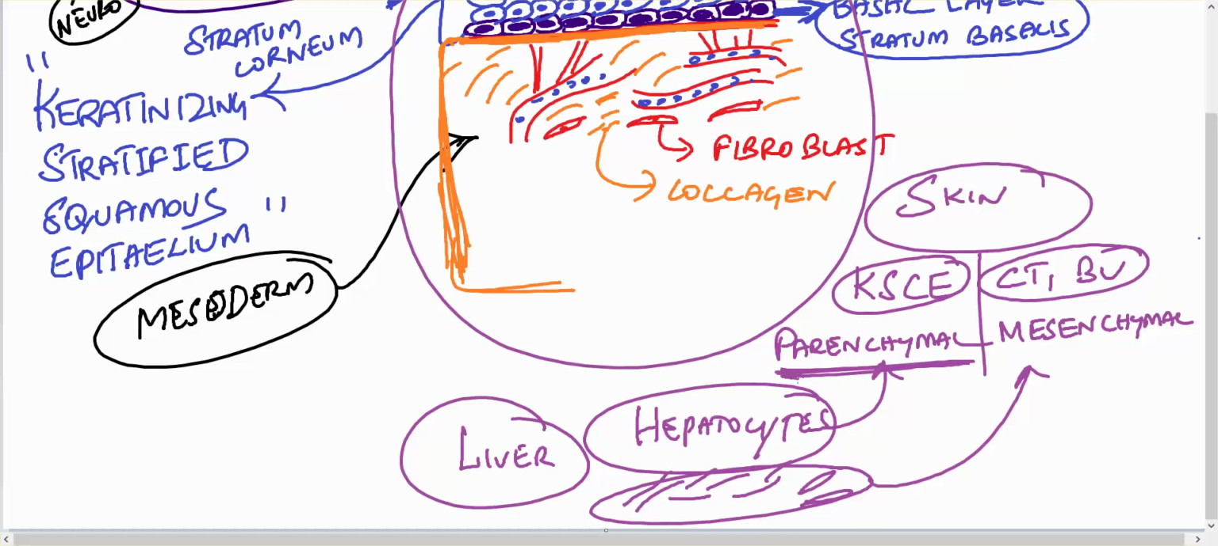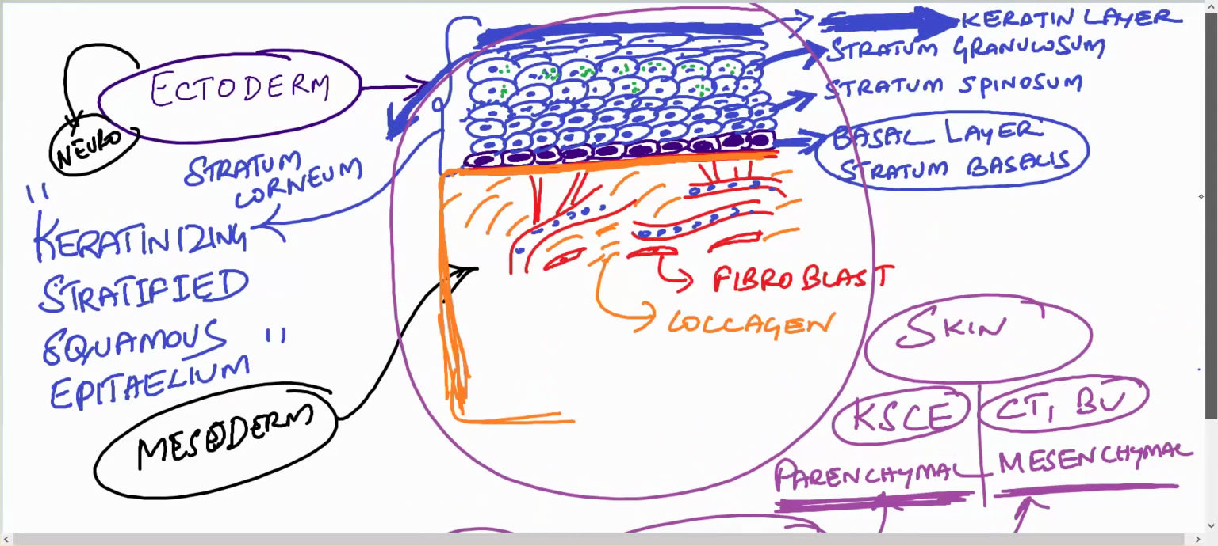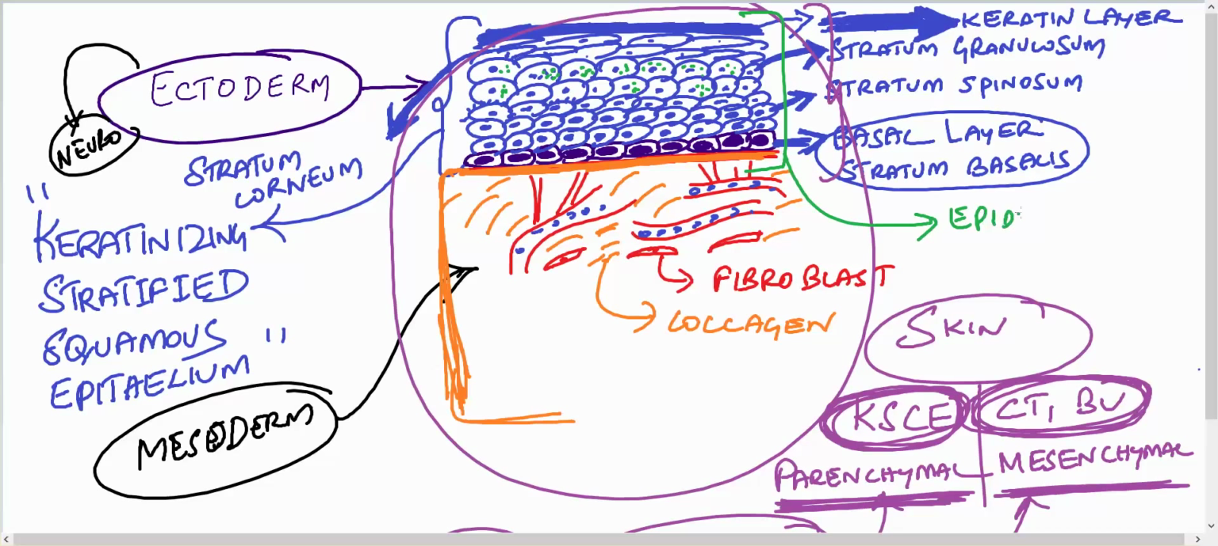In an organ, the function is given by a group of cells, the functional unit of that organ, called the parenchymal component. Anything which supports that structure is called the mesenchymal component. For example, in the skin, the keratinizing stratified squamous epithelium is the parenchymal component, and connective tissue, blood vessels and blood cells are the mesenchymal component. The part coming from the ectoderm is called the epidermis, and this whole supporting structure is called the dermis.